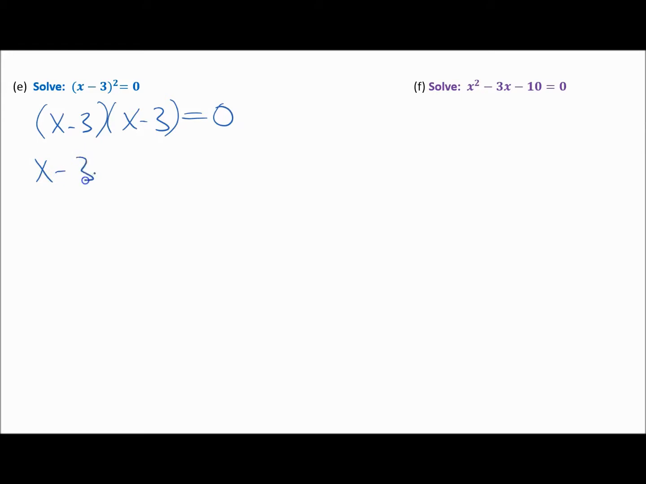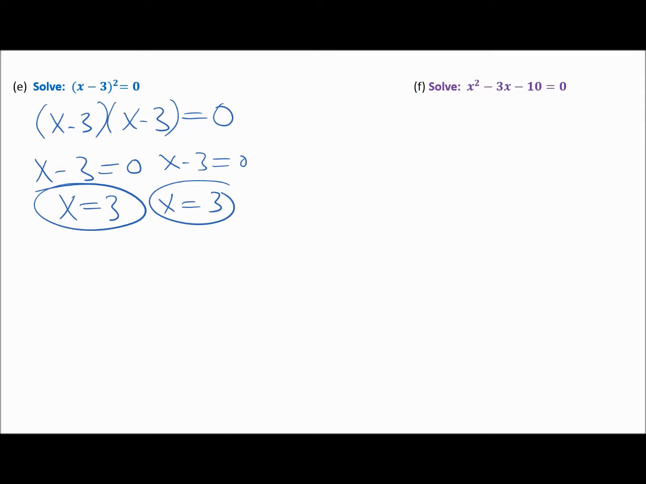So I can set x minus 3 equal to 0 or x minus 3 equal to 0. Now I know that seems silly because you get the same answer of x equals 3 both times. It would be okay to just type in your answer as x equals 3 if you're doing this online homework. But really the solution is x equals 3 for both factors. But this is the only thing you would have to type in as your answer.